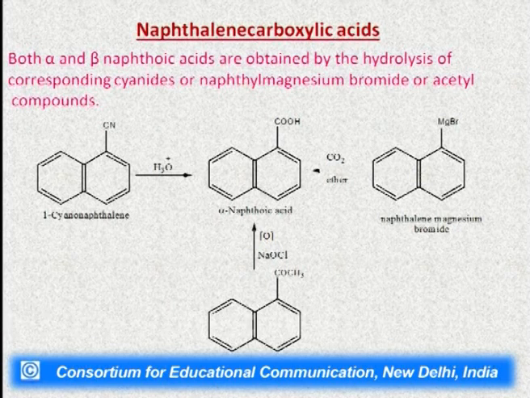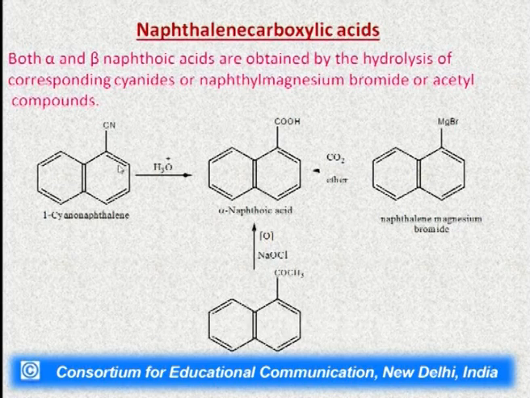The second more important naphthalene derivative is naphthalene carboxylic acid. This naphthalene carboxylic acid can be alpha, it can be beta. So, it is alpha or beta naphthoic acid. These can be obtained by the hydrolysis of corresponding cyanides, or naphthyl magnesium bromide, or acetyl compounds. This is alpha naphthoic acid, since we have this cyano group present at the alpha position. So, after the hydrolysis of 1-cyanonaphthalene, we get alpha naphthoic acid.